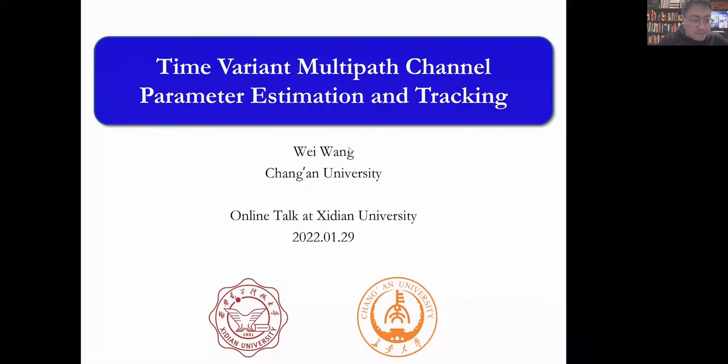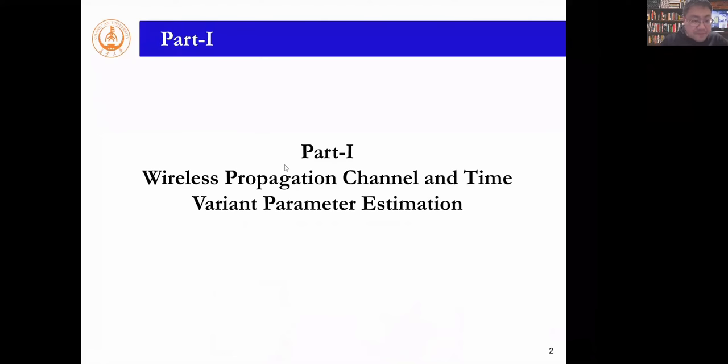The talk I make today is about time-variant multipath channel parameter estimation and tracking. So there will be two parts in my talk. The first part will be the wireless propagation channel and the time-variant parameter estimation. And in part two, I will show you some applications of time-variant channel parameter tracking, particularly some research topics in recent years.